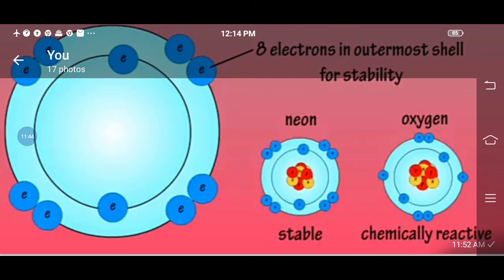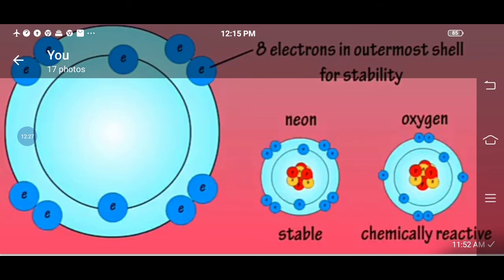Because of that reason, oxygen is more reactive in nature. Next, coming to neon. Neon has atomic number 10, which means there are 10 electrons. In the first orbit we can fill 2 electrons, and 8 more electrons are there. Those 8 outermost electrons are present in the outermost shell or orbit. That means the second orbit contains 8 electrons. So in neon, due to the existence of 8 electrons, neon is more stable in nature.